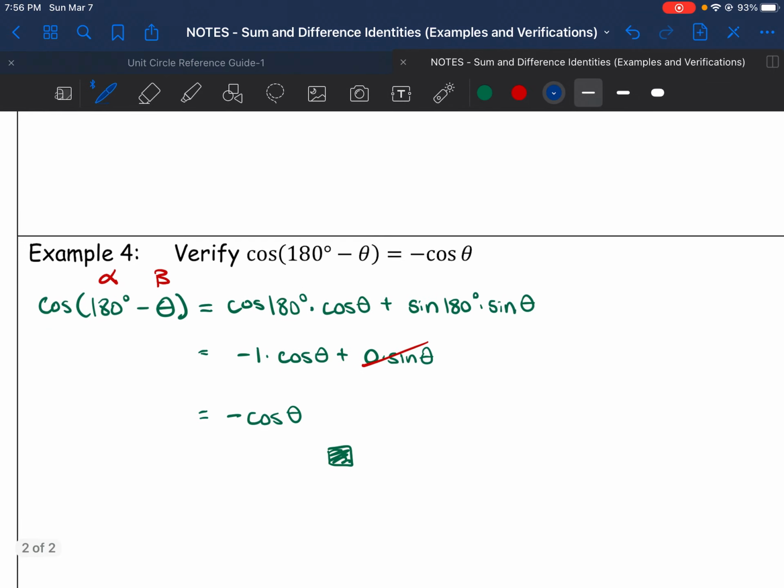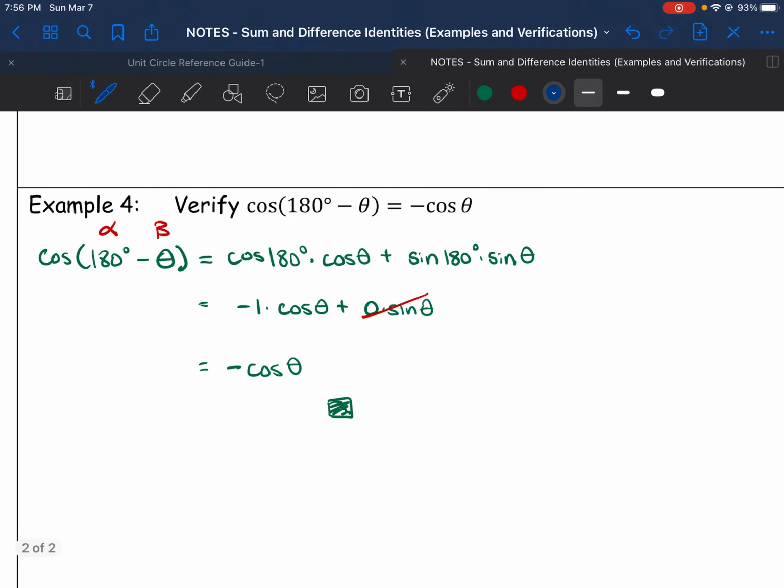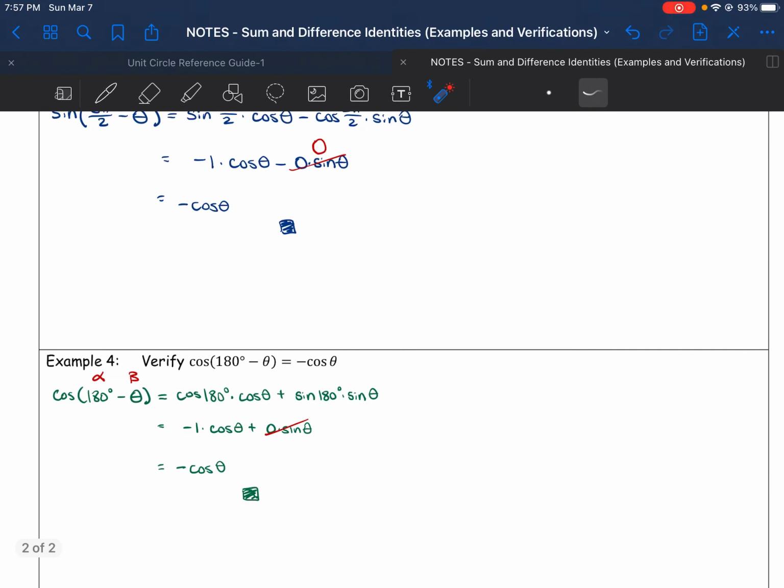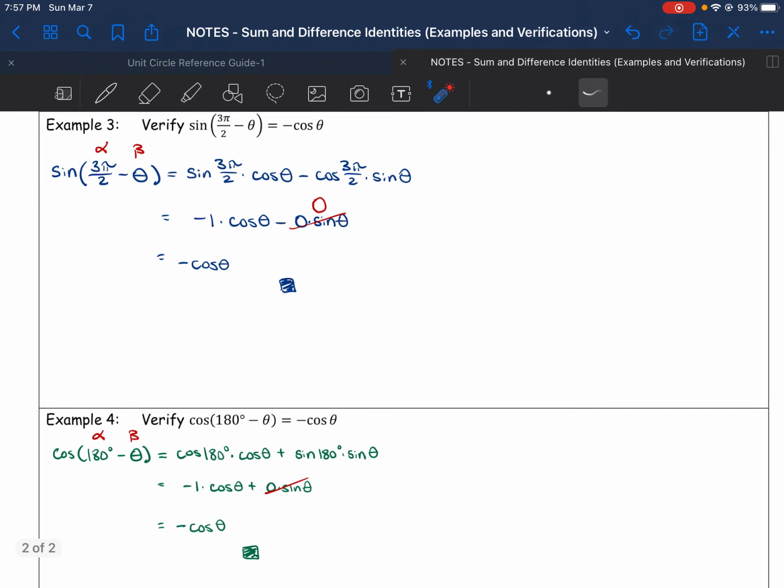So here's example 4, where you want to verify that the cosine of 180 degrees minus theta is equal to negative cosine of theta. And again, you can see it follows very much the same flow of logic. We call 180 degrees alpha, we call theta beta. We follow the difference formula for cosine. So cosine alpha cosine beta plus sine alpha sine beta, and we end up getting negative cosine once we work all the way through it. Okay, so again, these are just a couple very quick, very simple verifications, and we'll be getting to much more complicated and much more interesting verifications as we continue through the unit.